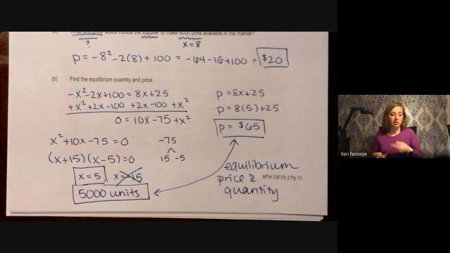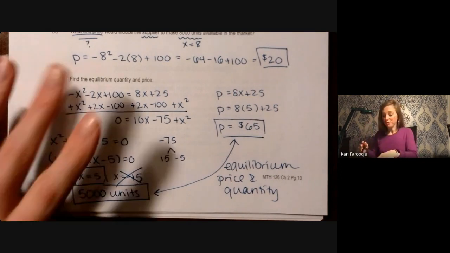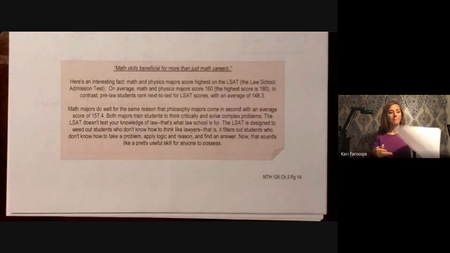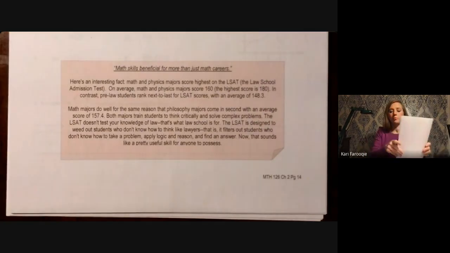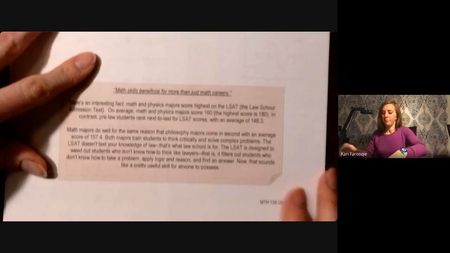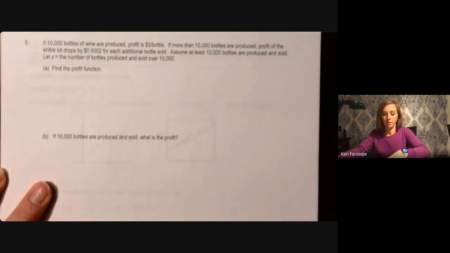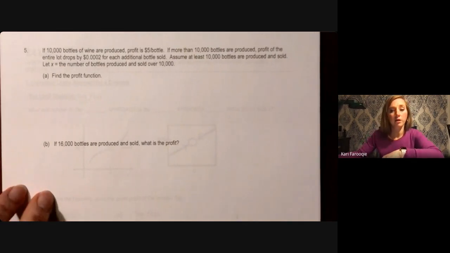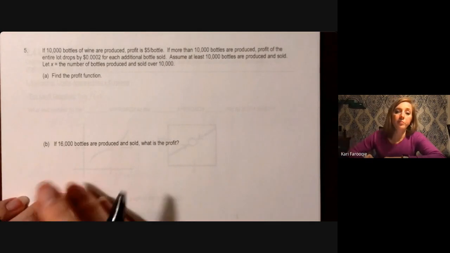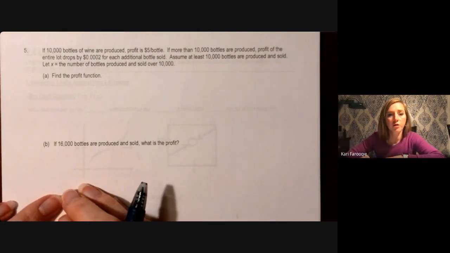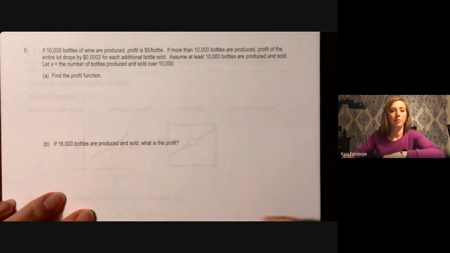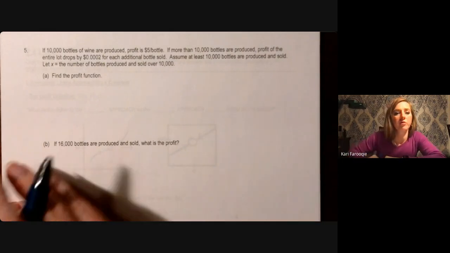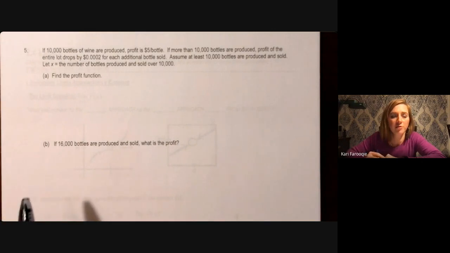The last thing in this section is just another problem that's talking about finance, of course. New problem, number 5. If 10,000 bottles of wine are produced, profit is $5 per bottle. If more than 10,000 bottles are produced, profit of the entire lot drops by 0.0002 cents for each additional, or $0.0002 for each additional bottle sold.